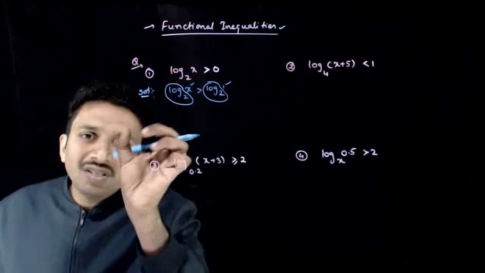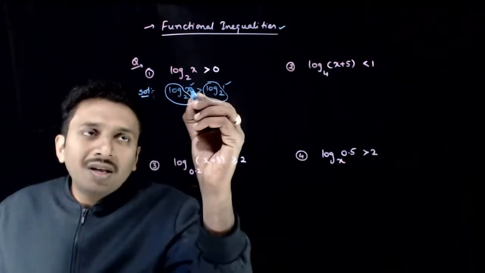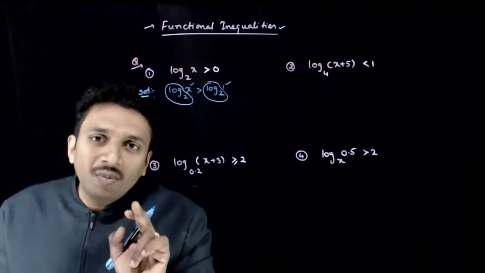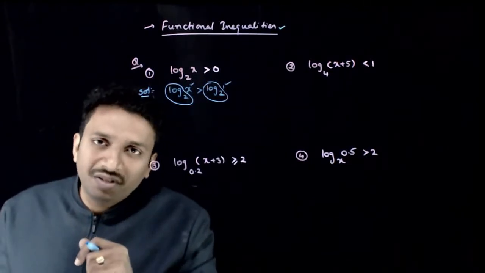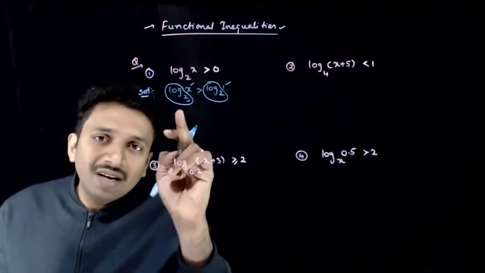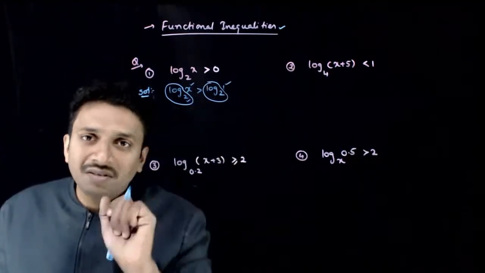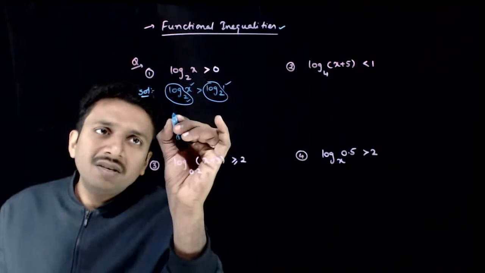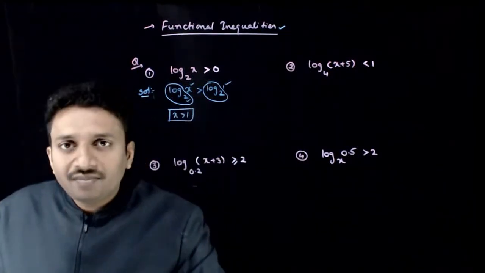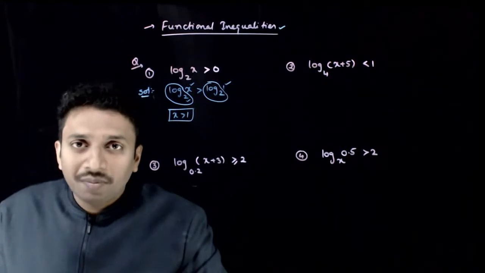Now if you remove this function, what is the sign that the arguments follow? That depends on whether you are removing an increasing function or a decreasing function. Log to the base 2, because this base is greater than 1, is an increasing function. So I am removing an increasing function. So x is greater than 1 is the answer.